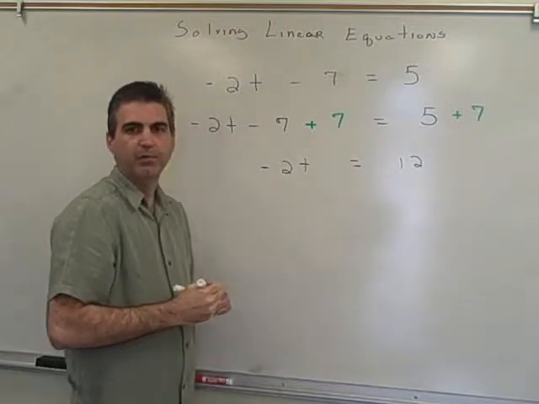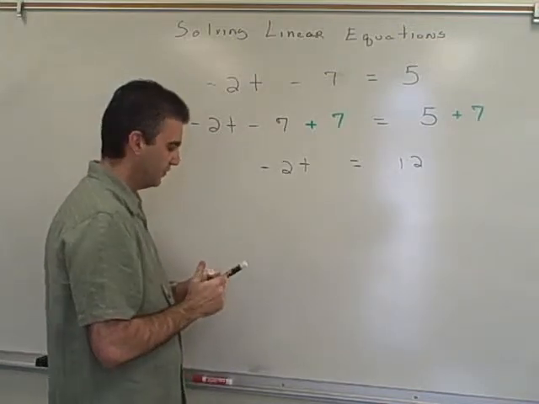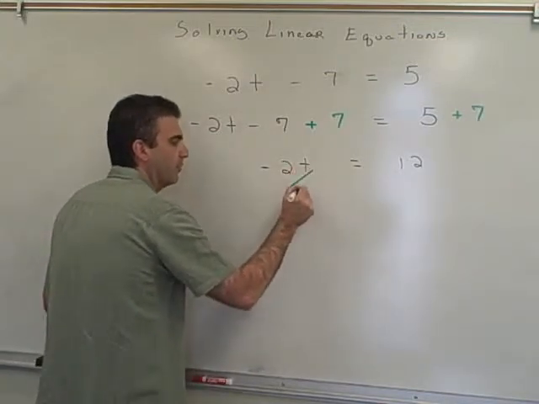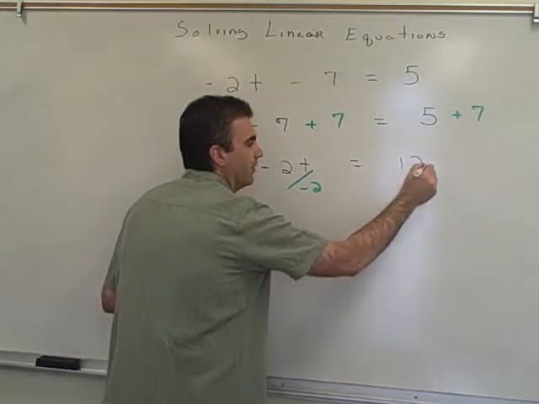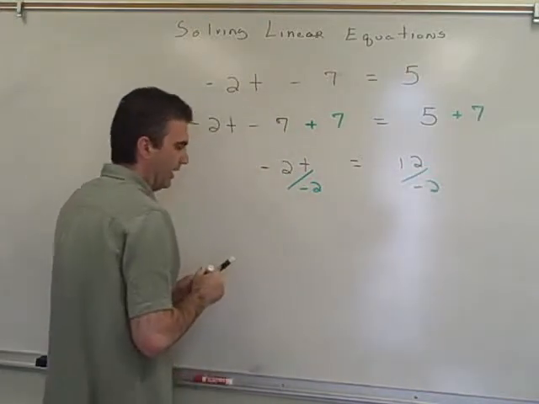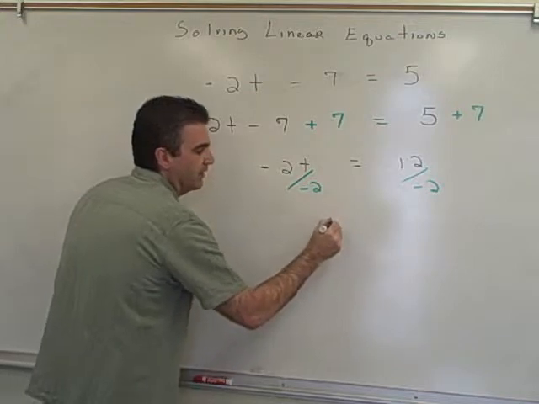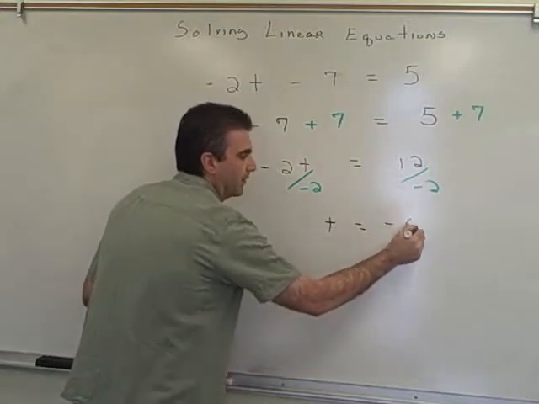At this point, you might be able to look at it and see what the answer is, which is good. But we'll apply the principle of equality one more time, this time dividing both sides by negative 2. And we're left with our solution, which is t is equal to negative 6.